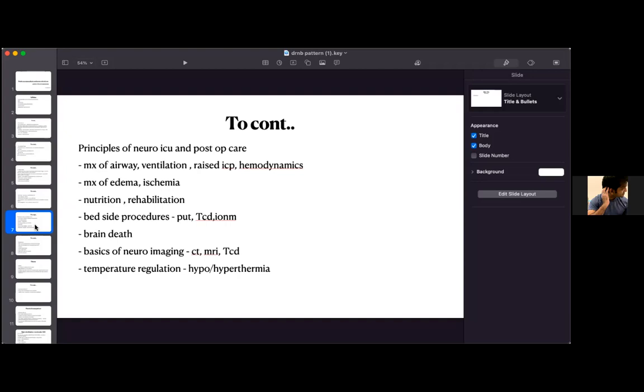For our fact, exactly. And then nutrition in ICU, rehabilitation, bedside procedures like PDT, or then TCD, intraoperative neurology. And then brain death is the favorite topic.